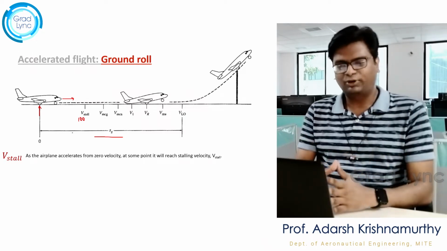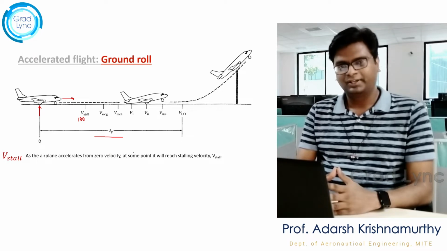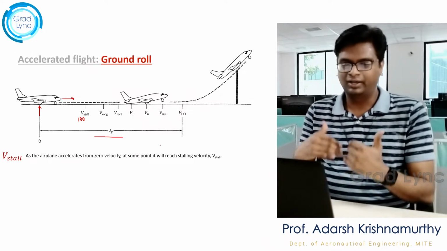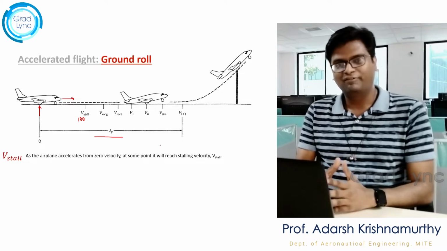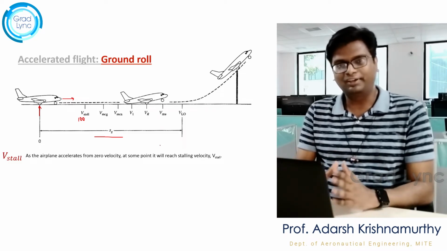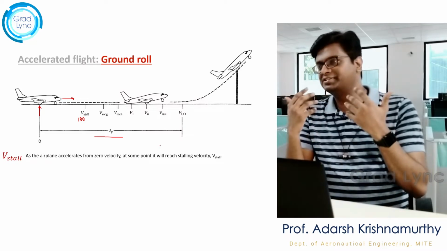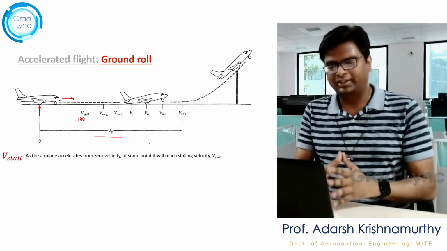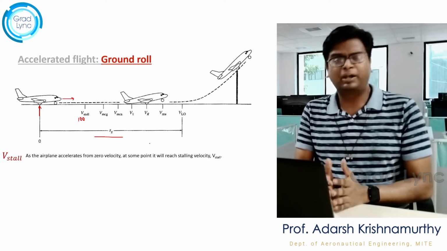What do we mean by stalling velocity? It is the velocity at which the aircraft generates the maximum coefficient of lift. Or in other words, it is the minimum velocity at which the aircraft can generate positive lift. That is the minimum velocity with which the aircraft can fly. So that is the stalling velocity. At this point, I can take the aircraft off the ground, but I won't.